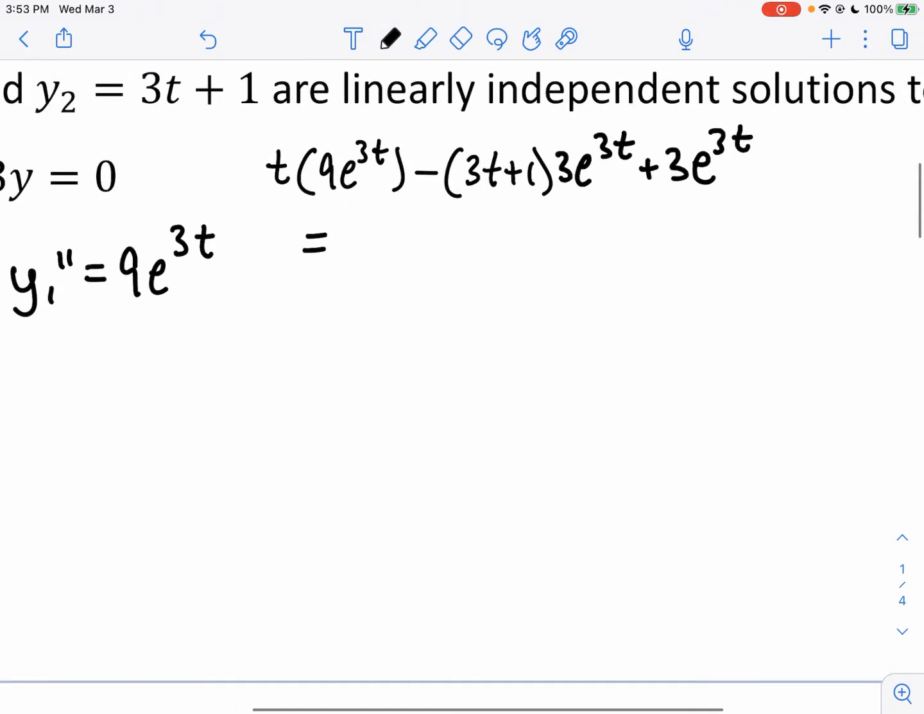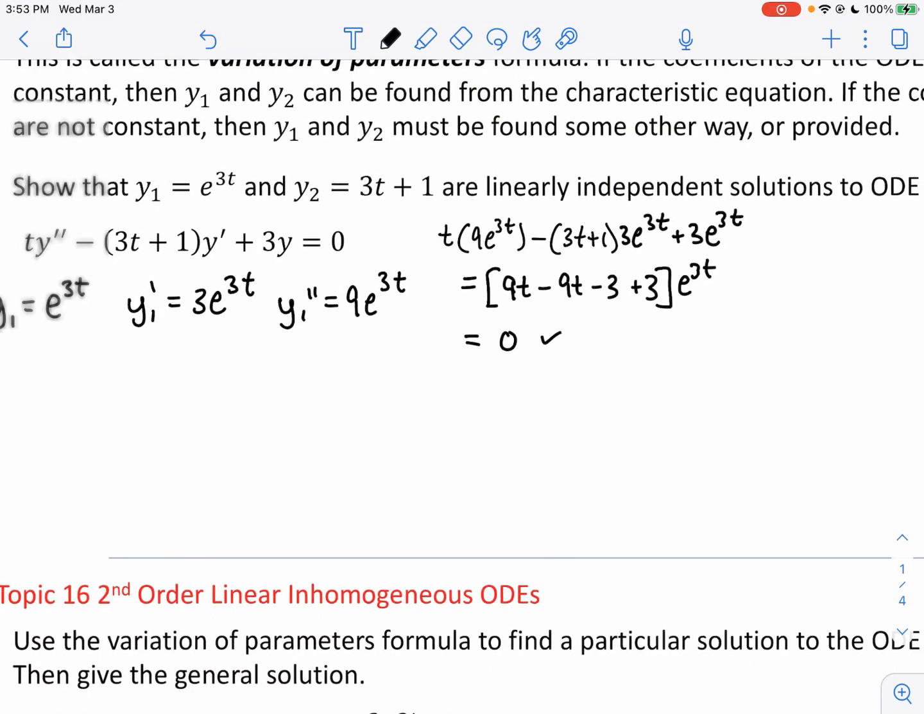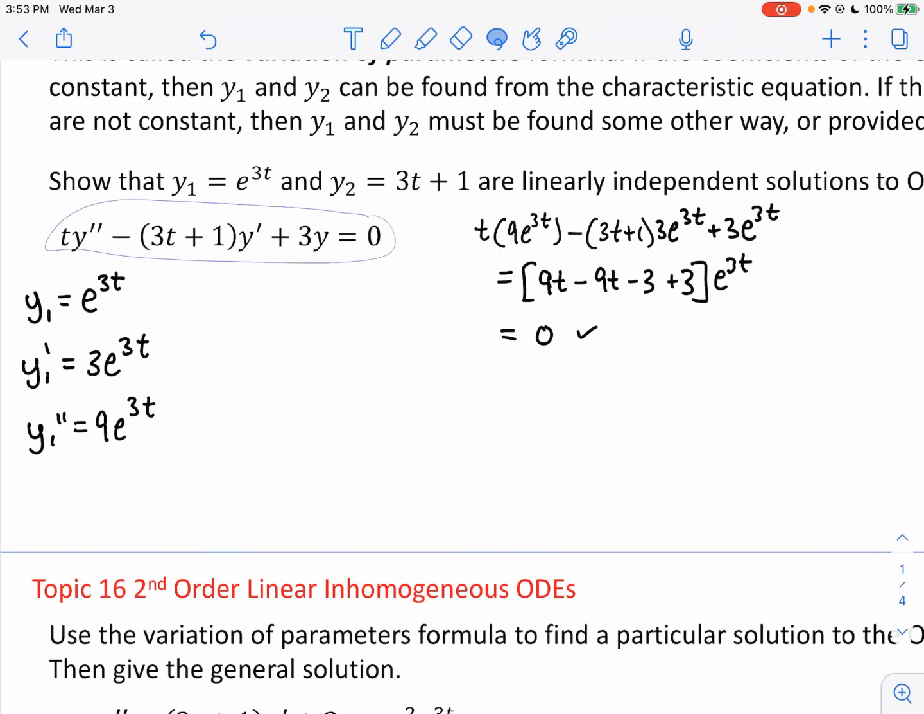We'll see what we get when we notice that we can factor out an e to the 3t from all of this. So that gives me just a 9t to start, minus, and then here we need to distribute this 3 and this negative. But I'm going to factor out the exponential. So we get minus 9t minus 3. And we have a plus 3 over there, and the exponential has been factored out. And as you can see, the 9t's are going to cancel, and the 3's are going to cancel. So we get a 0 in the end, and that shows that this function y1, which is e to the 3t, does in fact satisfy this differential equation.